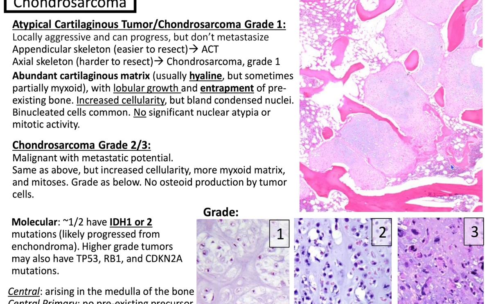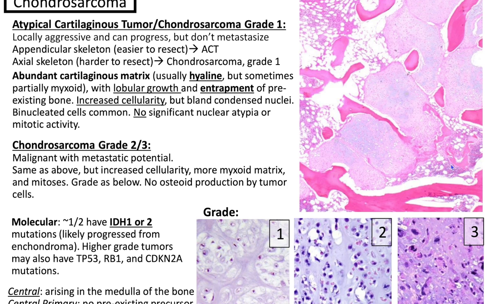So grade 1 chondrosarcoma can, based on location, be considered an atypical cartilaginous tumor. If it's in the appendicular skeleton, like your arm, your leg, you want to call it an atypical cartilaginous tumor because it's easier to resect and treat. If it's in the axial skeleton, you will call it chondrosarcoma grade 1 because it's harder to resect. It's analogous to when you have an atypical lipomatous tumor in the extremities, but if it's in the retroperitoneum, you'll call it a well-differentiated liposarcoma.